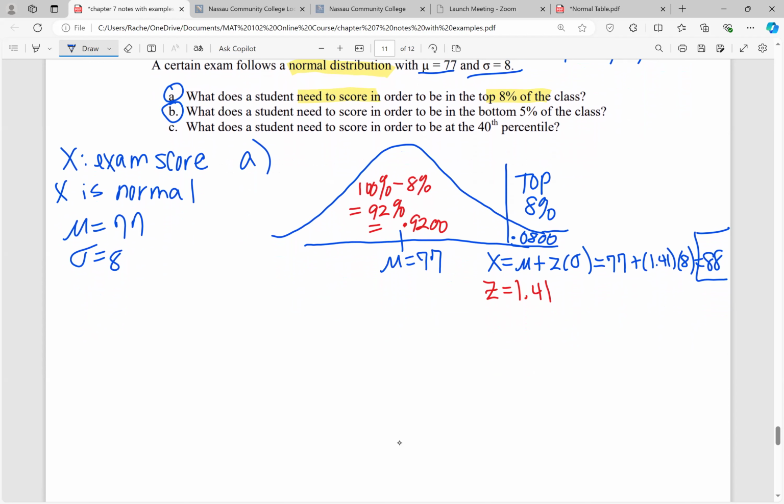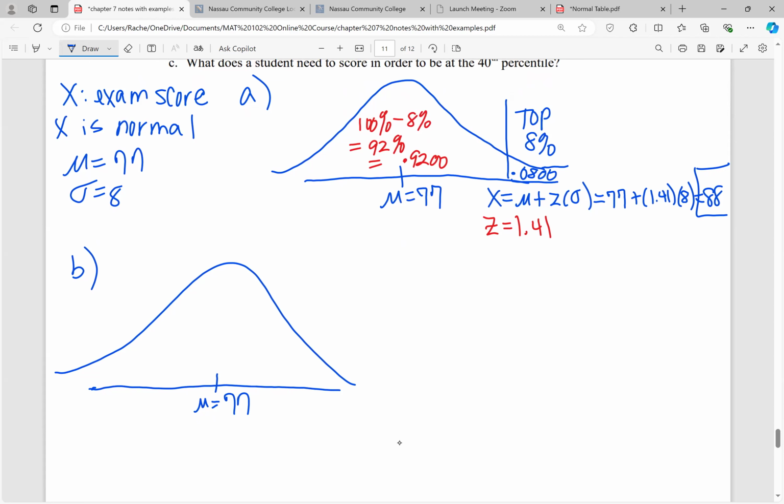What does a student need to score in order to be in the bottom? So we're looking for a score again, but now to be in the bottom 5% of the class. So let's sketch where our score would go if we were in the bottom 5%. So if you're in the bottom 5%, that's not great, right? That means you only did better than 5% of the people that took the test.